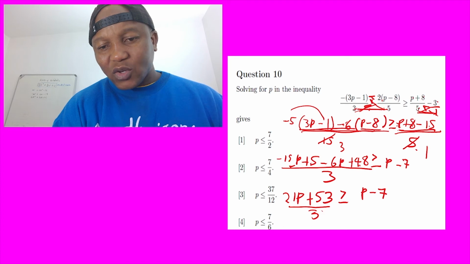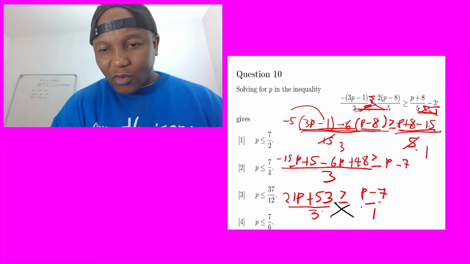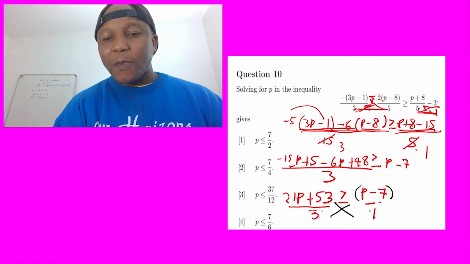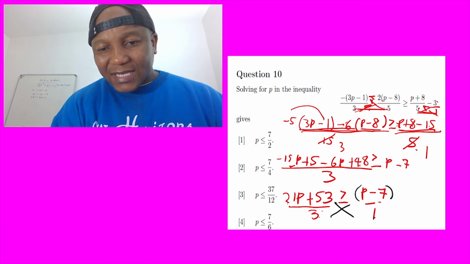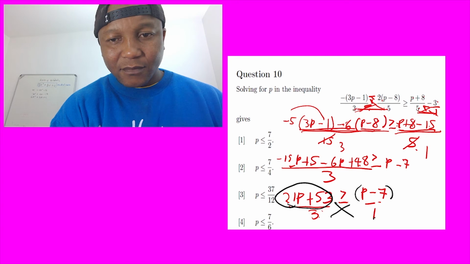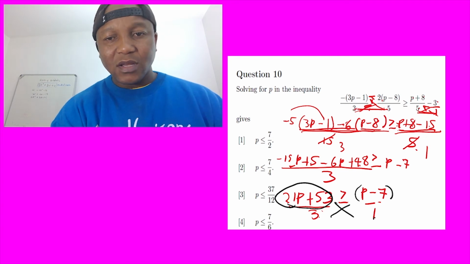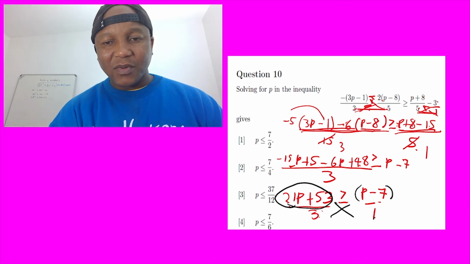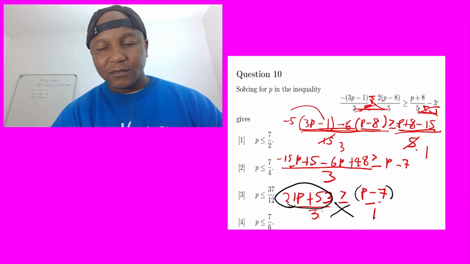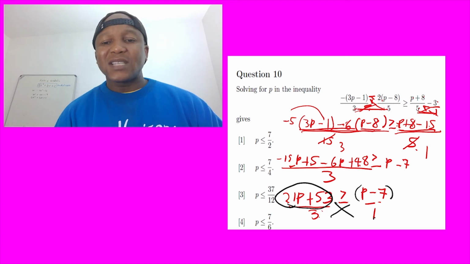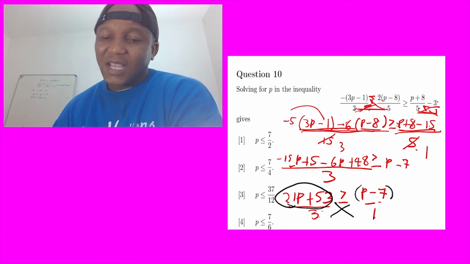So these 3 here, I can say this over 1, and then I can cross multiply. Cross multiplication: 3 times this group and 1 times that group. So 1 times everything here is going to be 21p. Sorry, 21p, so apologies. 1 times negative 21p plus 53, and 3.